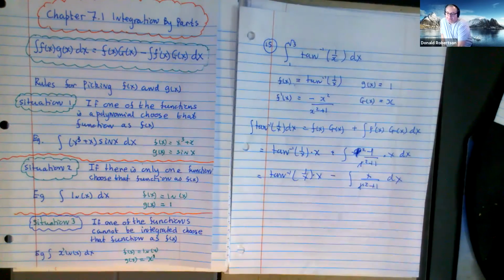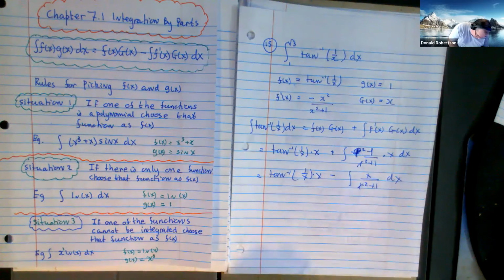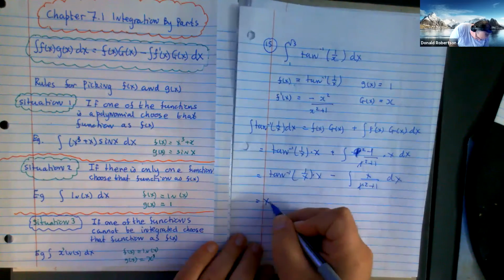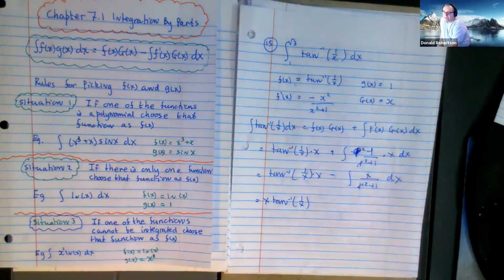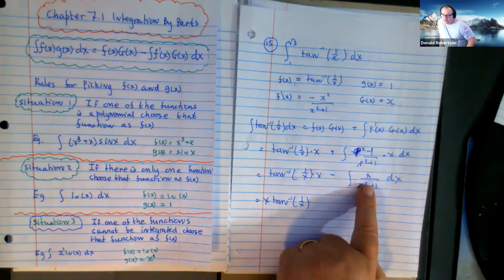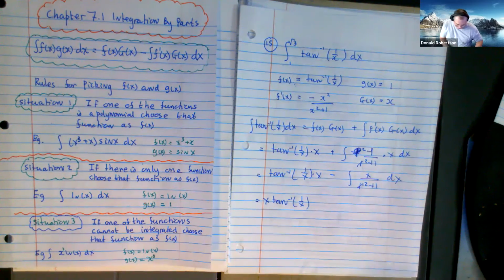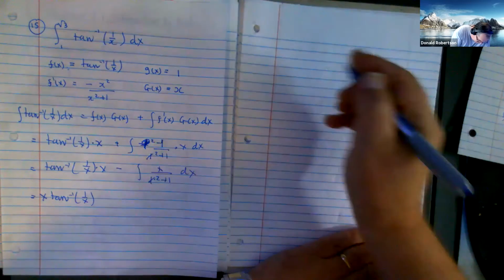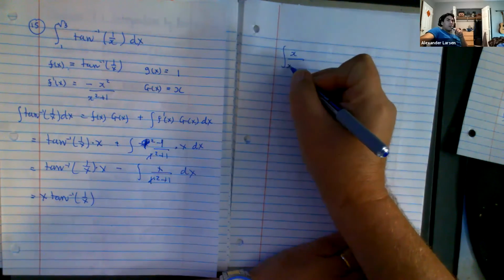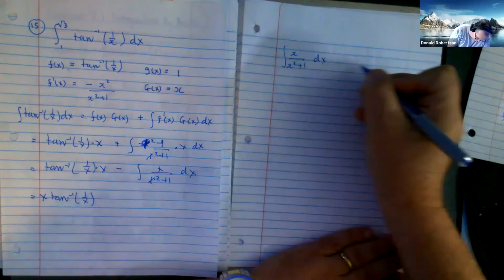So that's where we are right now. Where are we off to next? How am I going to deal with this guy? x over x squared plus 1. How are we going to deal with him? U sub. Correct. Who's the u sub going to be?